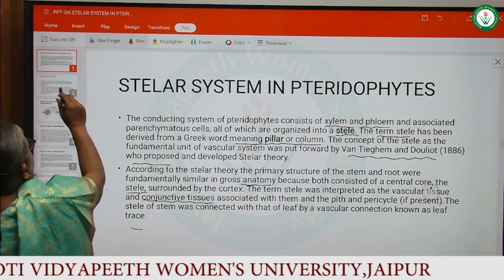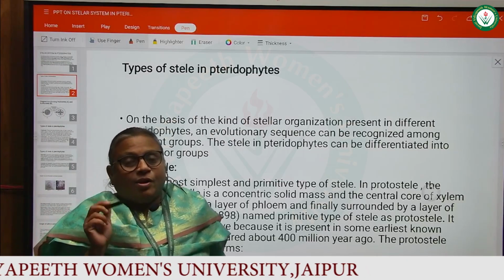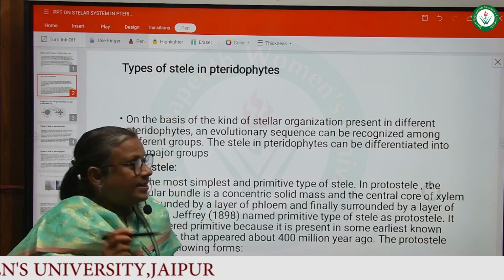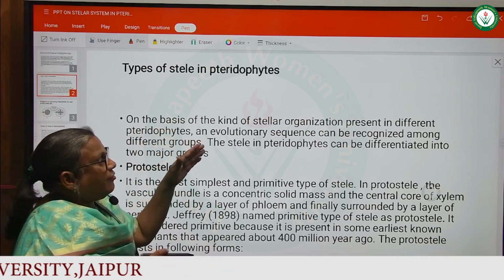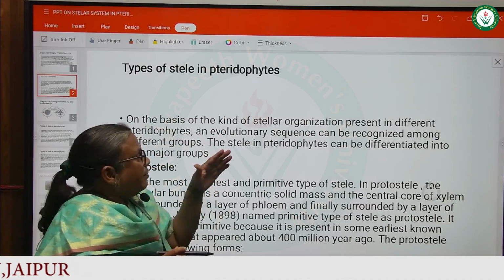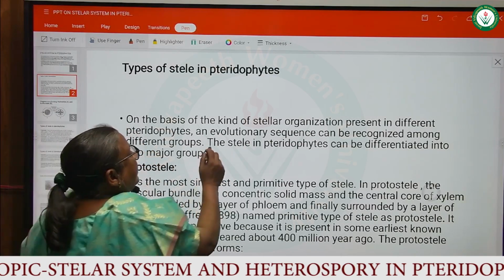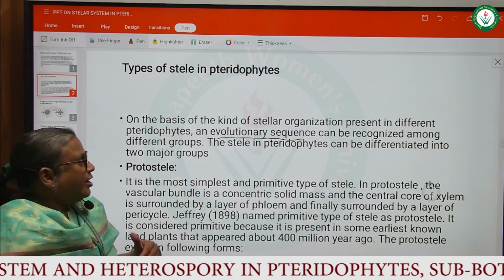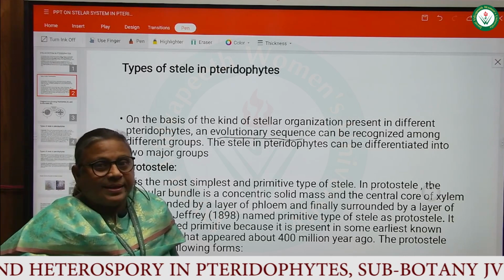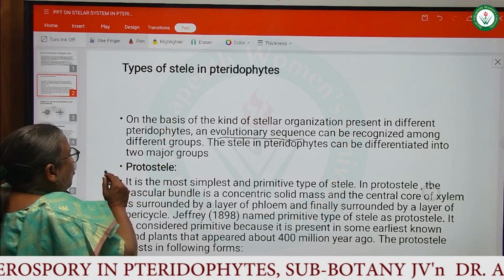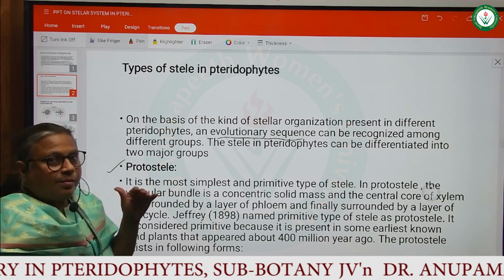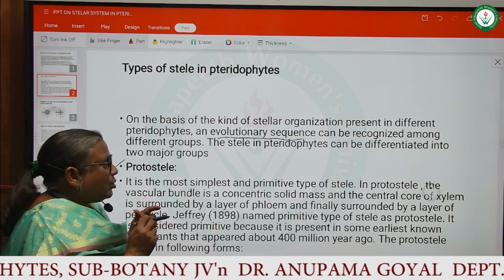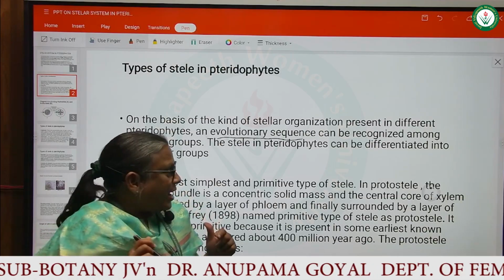Now I come to the point: what are the types of steles which are found in pteridophytes? On the basis of the kind of stelar organization present in different pteridophytes, an evolutionary sequence can be recognized among the different groups. The stele in pteridophytes can be differentiated into two major groups. First is the protostele. Now, what is protostele? It is the simplest and most primitive type of stele.